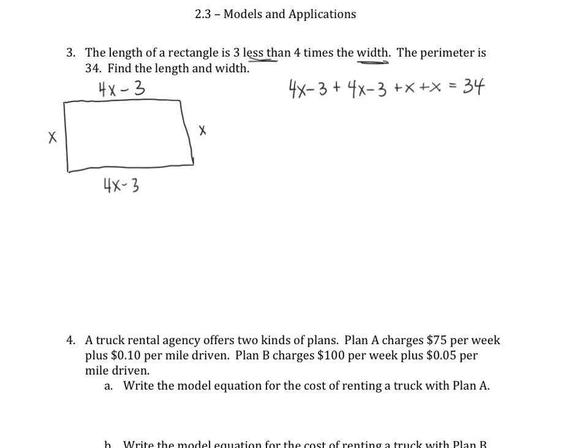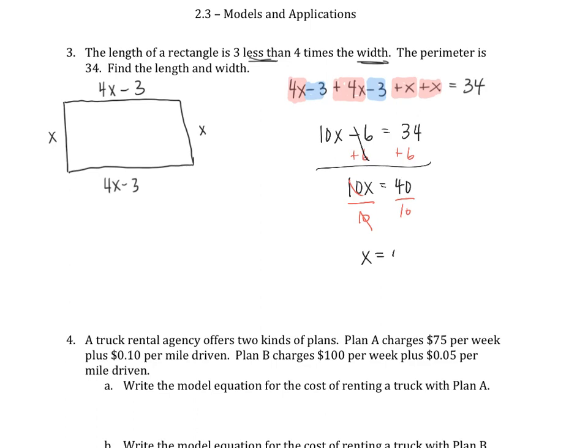All right, now it's a matter of adding up all of my like terms. So these are all my x terms, right? They're all on the same side of the equal sign, so I'm going to add them up. And then I have these constant terms that are on that same side of the equal sign, so I'll combine those. So 4 plus 4 plus 1 plus 1 will give me 10x. And then negative 3 and negative 3 is negative 6, equals 34. Add 6 to both sides. So I get 10x is equal to 40. Divide by 10. So x equals 4.